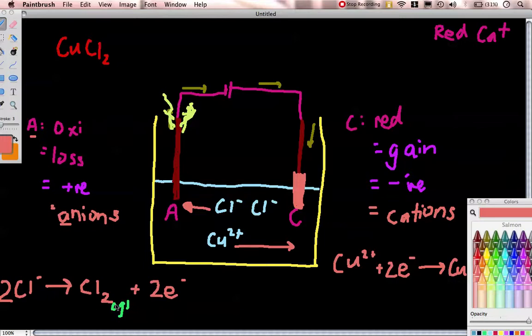Hopefully, guys, this actually explains to you why in a normal school lab it's actually quite dangerous to run electricity through aqueous or molten sodium chloride, because it produces chlorine gas, and that is very toxic.